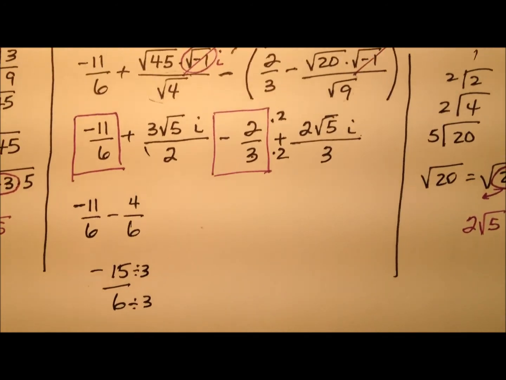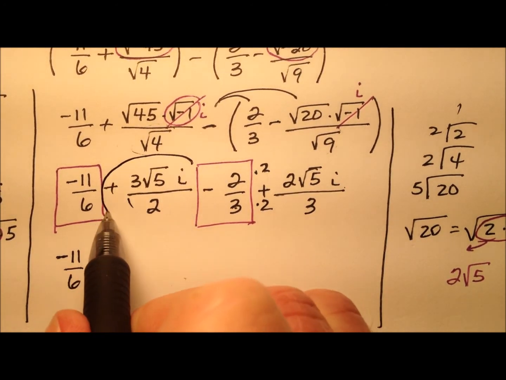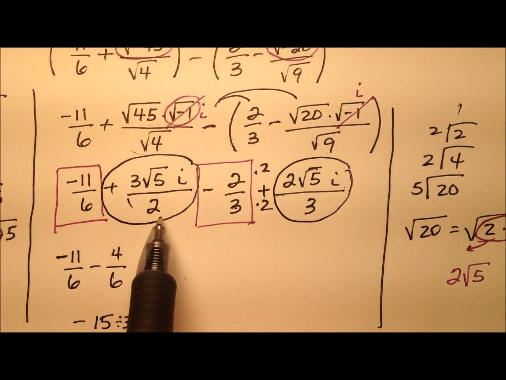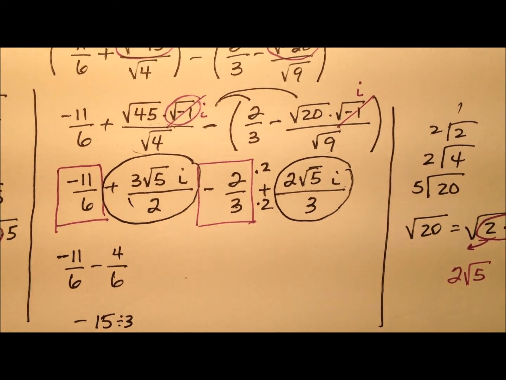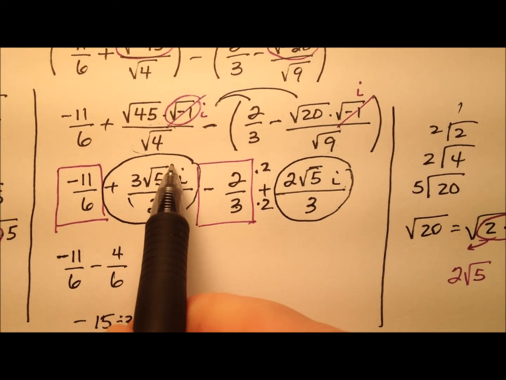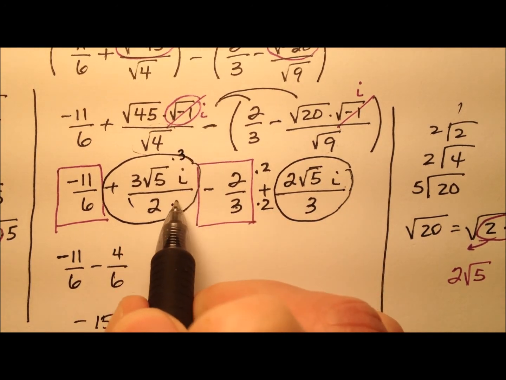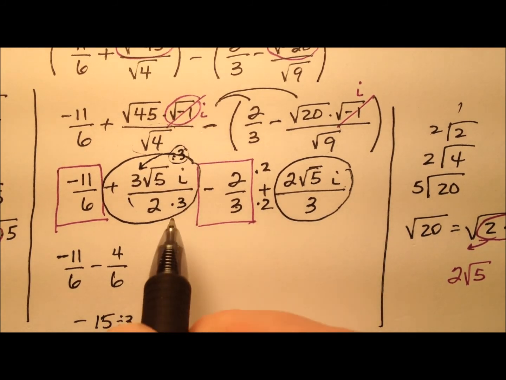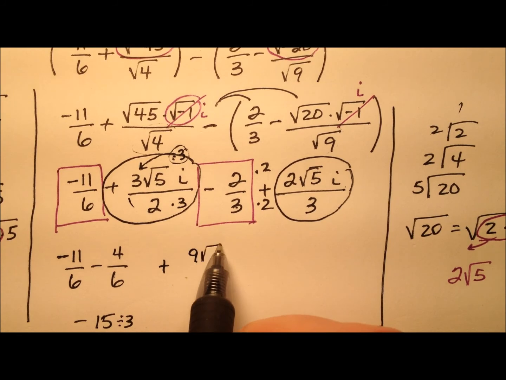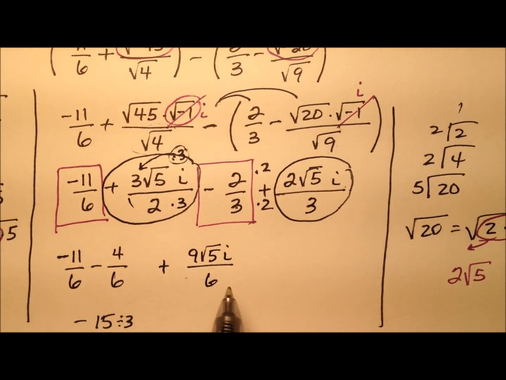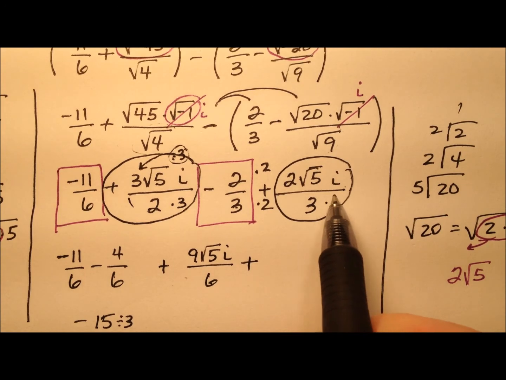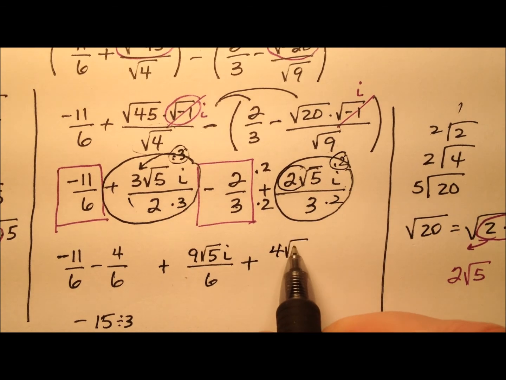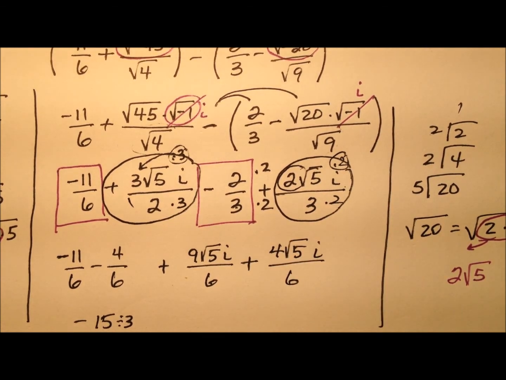Okay, so let's focus now on how we can combine these two. Same thing, I need to get common denominators. Between 2 and 3, I'm going to use 6 again. But for this one, I'm going to have to multiply by 3 on top and bottom. And the coefficient of 3 and this 3 will multiply together. So I'll get plus 9 radical 5i over 6 plus, on this one I'll multiply by 2 top and bottom, and the coefficient and the 2 will multiply to make 4 radical 5i over 6.